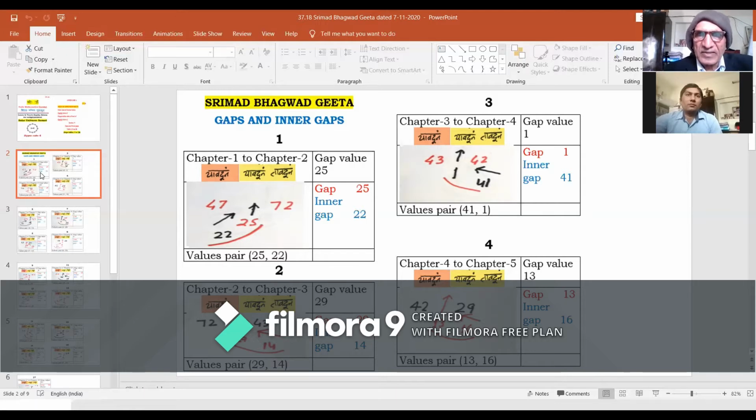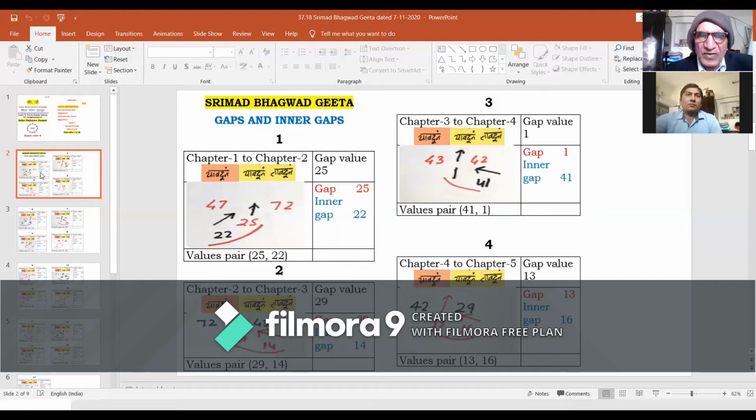And further deficiency of it from value 47 is 22. So Yavdunam, the deficient element, is the difference value of 72 and 47. This difference value 25 is further equated to reach the difference value from 47 to reach 22. 47 is 22 plus 25, and 72 is 47 plus 25. So the gap value is 25 and the inner gap value is 22.